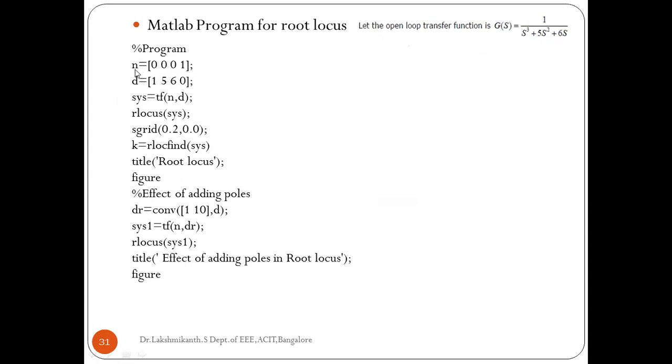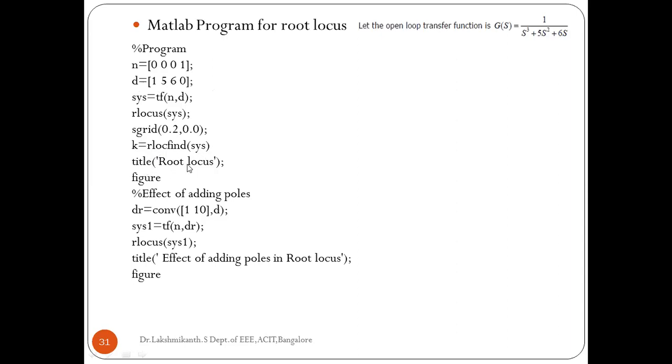So the numerator n is equal to 0, 0, 0, 1. The denominator is 1, 5, 6, and 0, because you have to write for all the coefficients: powers 3, 2, 1, and 0. The system transfer function is tf of n comma d, numerator comma denominator. The command for the root locus is rlocus of system. I have given a specification for the grid size. Then you need to find the system value of k, so rlocfind of system.